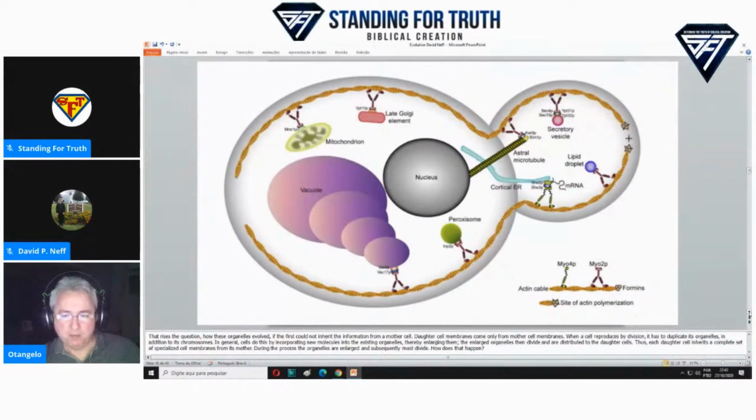Daughter cell membranes come only from mother cell membranes. When a cell reproduces by division, it has to duplicate its organelles in addition to its chromosomes. In general, cells do this by incorporating new molecules into the existing organelles, thereby enlarging them, and the enlarged organelles then divide and are distributed to the daughter cells. Thus, each daughter cell inherits a complete set of specialized cell membranes from its mother. During the process, the organelles are enlarged and subsequently must divide. But how does this happen?